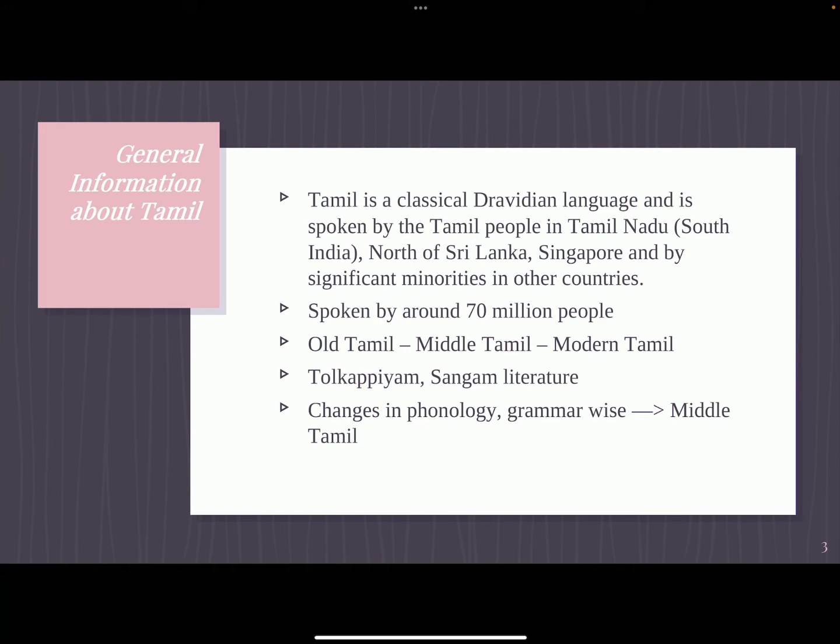It is spoken by around 70 million people all around the world and can be classified into Old Tamil, Middle Tamil, and Modern Tamil. Old Tamil is the period of the Tamil language spanning from the 10th century BC to the 8th century AD. The earliest long text in Old Tamil is the Tolkappiyam, an early work on Tamil grammar and poetics, whose oldest layers could be as old as the 2nd century BC.